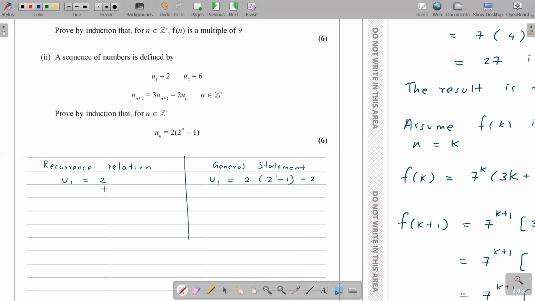Do we stop from there? No. So you can see they have also given the second term. So check the second term. u2 is 6. Get the second term from the general statement. From the general statement, u2 is 2 times 2 to the power 2 minus 1. 2 to the power 2 is 4. 4 minus 1 is 3. 3 times 2 is 6. The exact same answer. Now, do we stop from here?